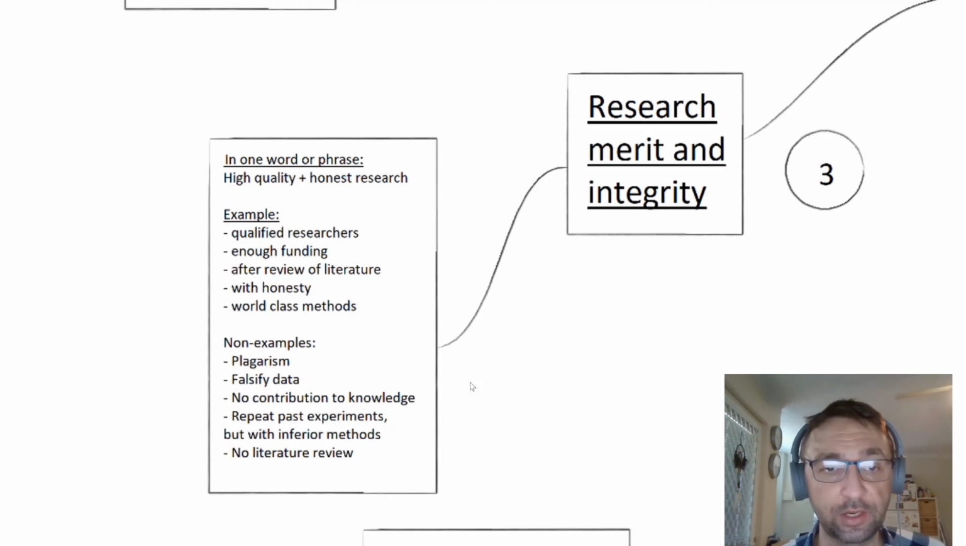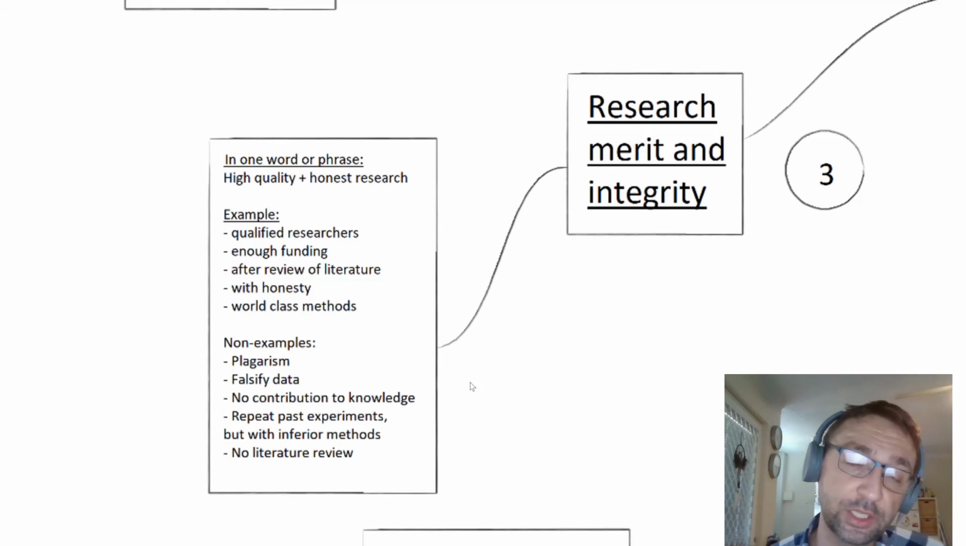Another one is if you do it without enough funding or enough resources. You're supposed to have done a comprehensive literature review before you do it, so you don't repeat what has been done before. You should do the research with honesty, meaning that you don't make up data or misrepresent your own data. And you should use the best methods in the world, really appropriate methods.